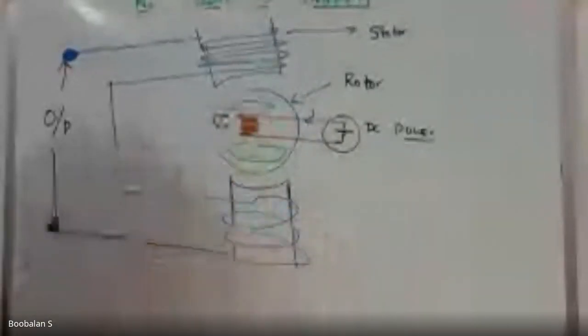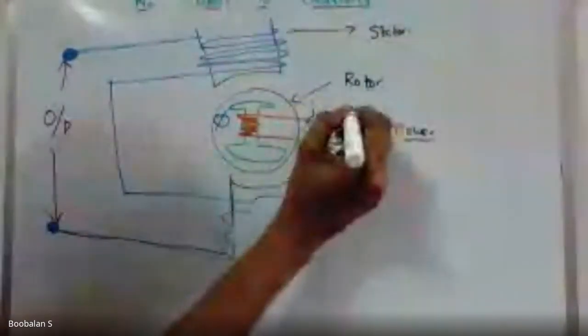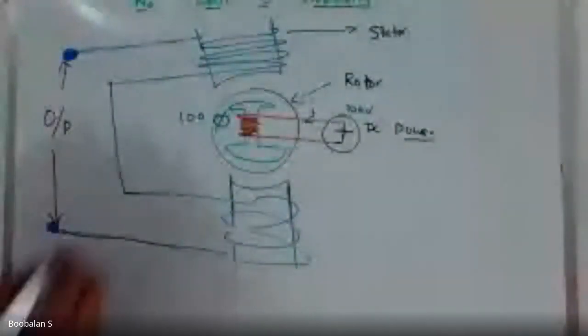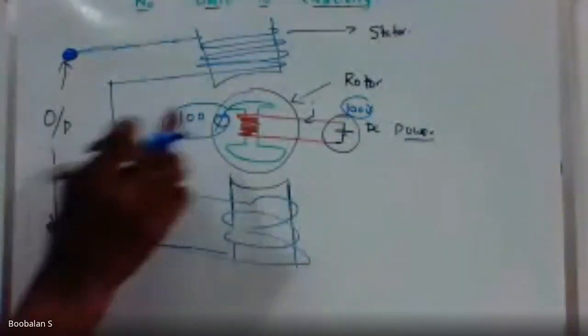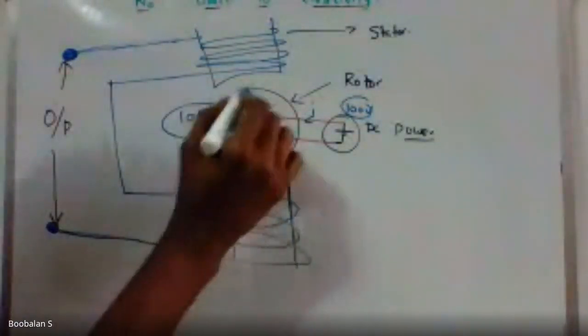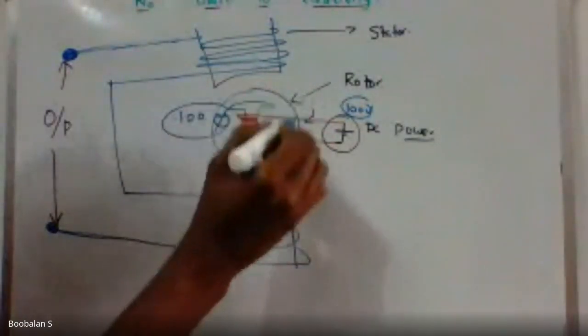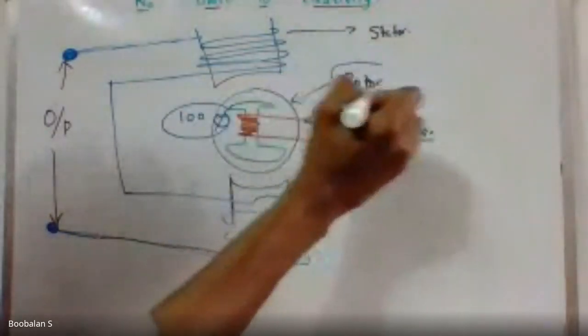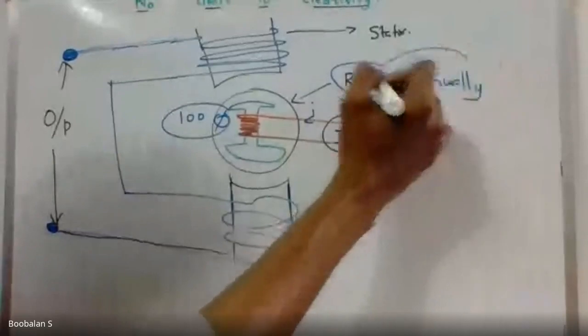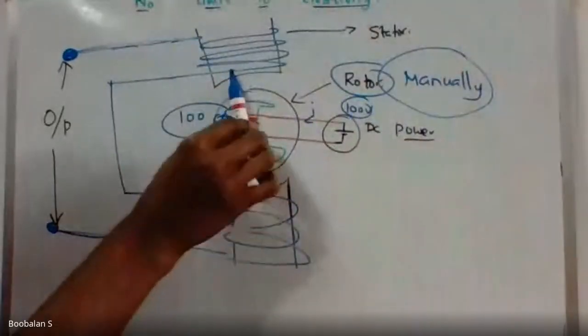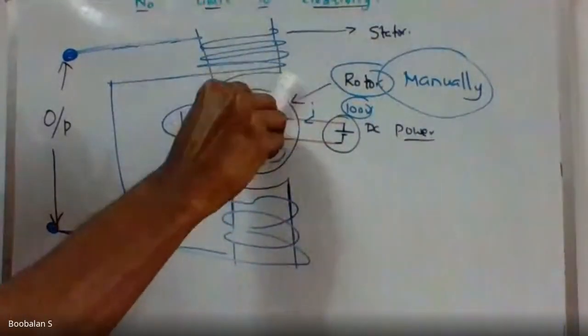So 100% flux lines will be set. For example, if I give 100 voltage, 100 flux lines are set here. This is what we discussed earlier in DC: 100 voltage giving 100 flux lines, but there is no change in flux lines. Constant flux lines are built up. But I'm going to rotate this rotating part manually. So these 100 flux lines are now constantly rotating at a constant speed.